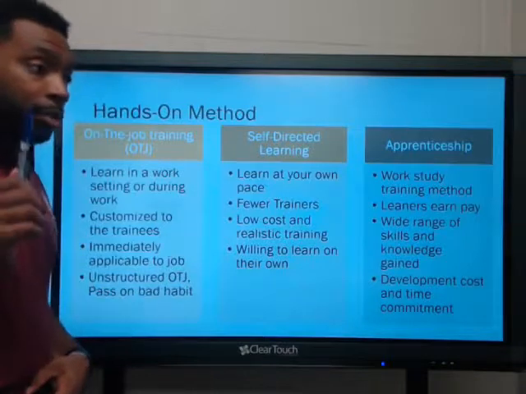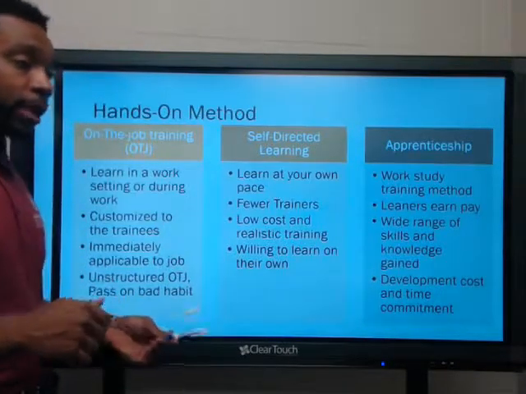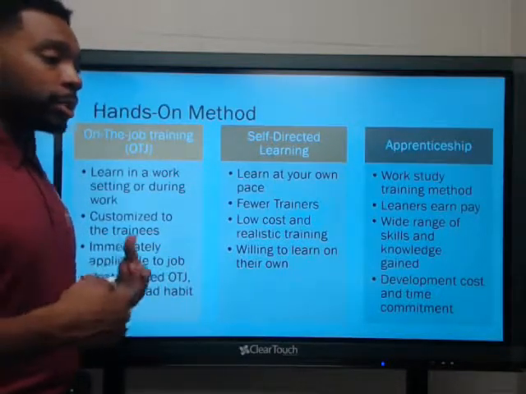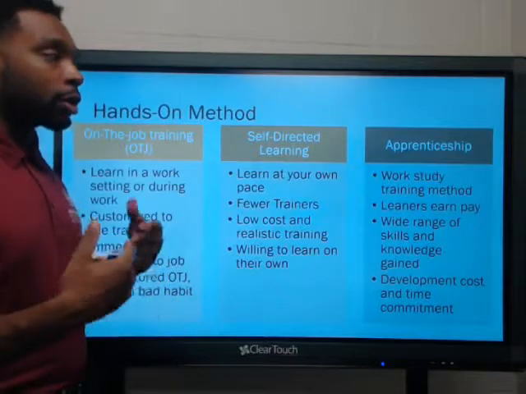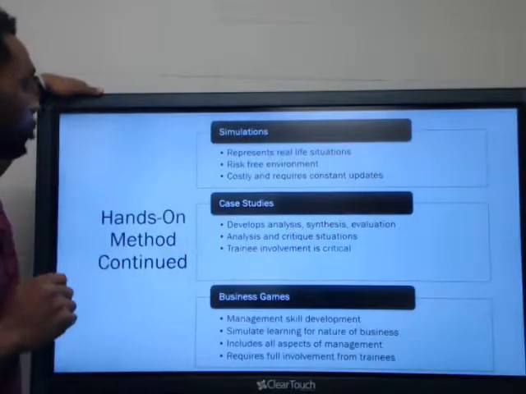You must dive deep into the cost and time commitments of paying the trainee and being patient with bringing them along, so to speak. So guys, here we are, hands-on method still.